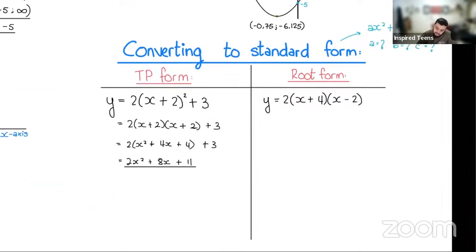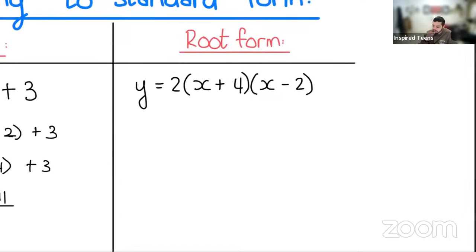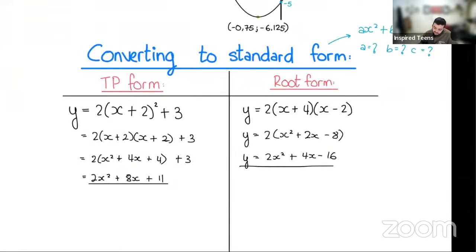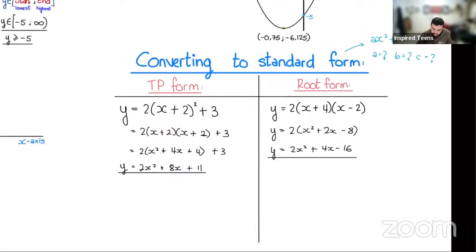And the same thing goes for root form. Converting from root form to standard form, you expand out. So y is equal to 2x squared plus 4x minus 2x becomes plus 2x minus 8, and then it becomes y is equal to 2x squared plus 4x minus 16. And that is the standard form version of the equation. So it's really simple, converting from TP form to standard form and from root form to standard form. You're just multiplying it out. So just keep that in mind.